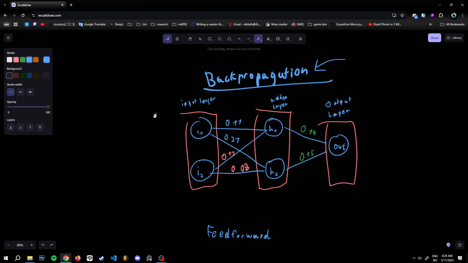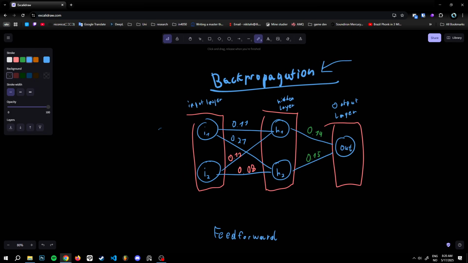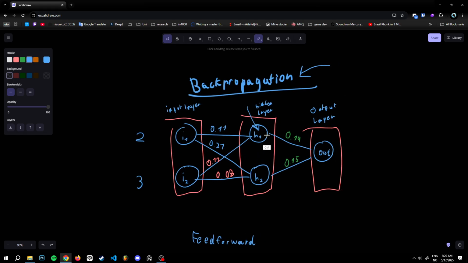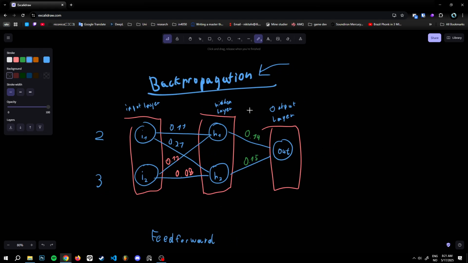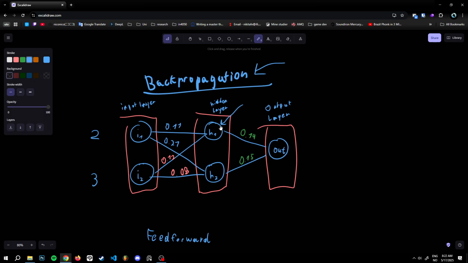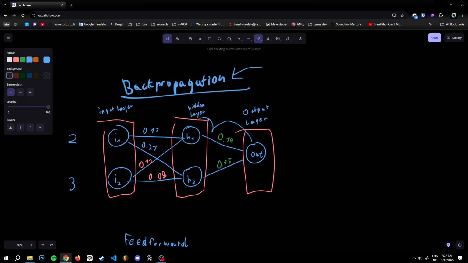So let's say we have our inputs. Our inputs inside here are 2 and 3. And remember, what's inside the node and what's the weight of the node are two different things, right? So when we're doing backpropagation, not only do we need to change inside the node, we also need to see how much of an error this hidden layer gave us, and not only the output layer. So we kind of go backwards, right?